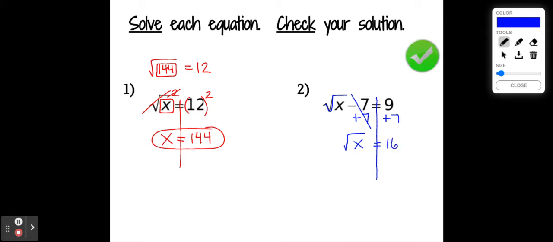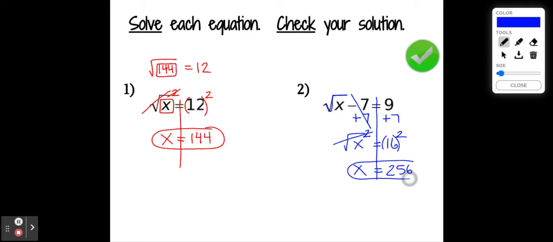Okay, so now I've got to get this x out of the radicals. Trapped in there, I have to do the opposite of taking the square root, which would be squaring a number. So I'm going to square this side and the other side. Whatever you do to one side, you do to the other. That's going to cancel, leaving the x by itself. Then over here, I've got 16 to the second power, which is 16 times 16, or 256.